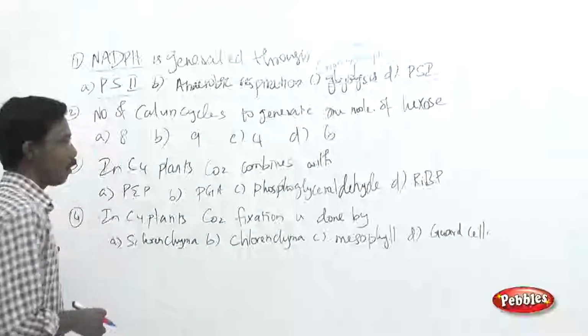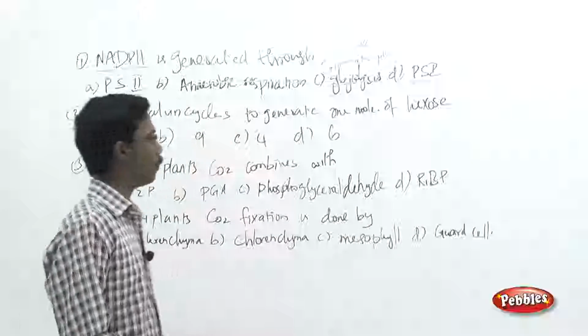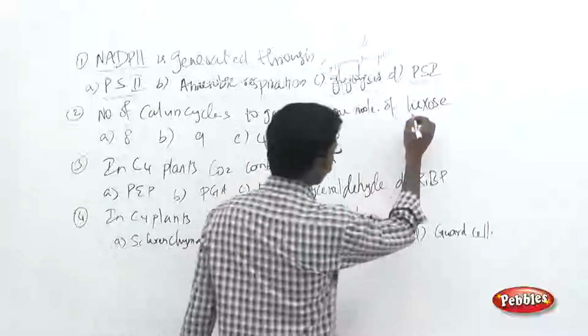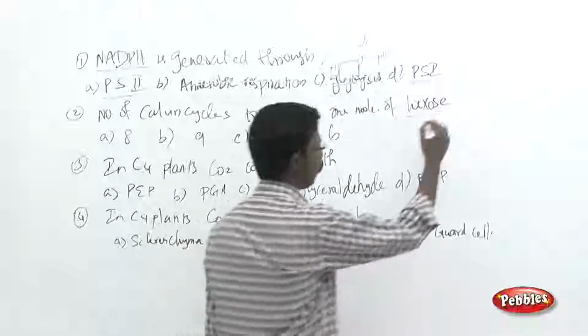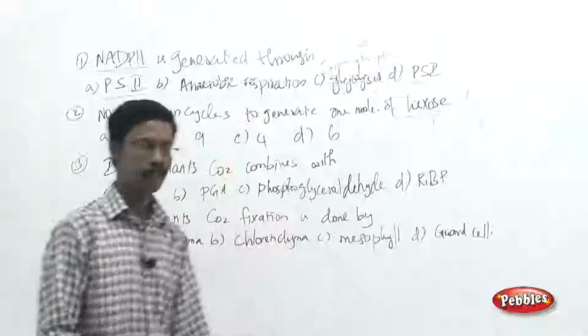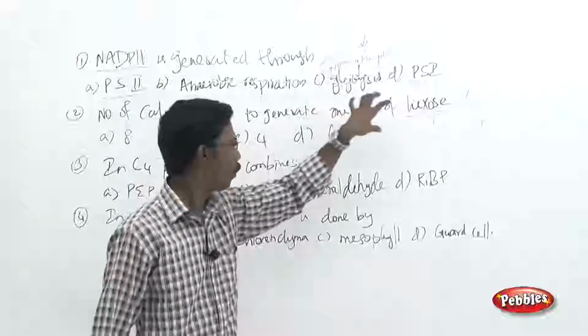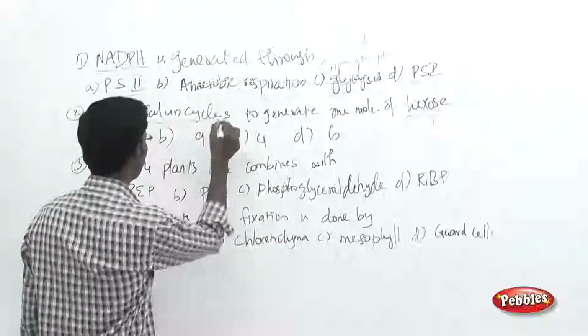Number of Calvin cycles required to generate one molecule of hexose. Okay. So it is talking about the production of one sugar molecule. Over here, hexose means a 6 carbon sugar. For example, glucose is a hexose. So production of one molecule of hexose requires how many Calvin cycles?